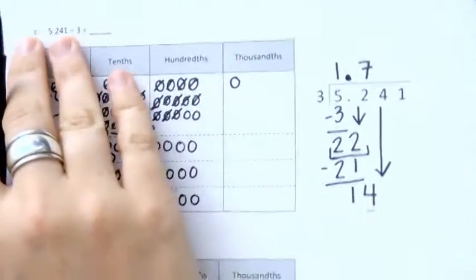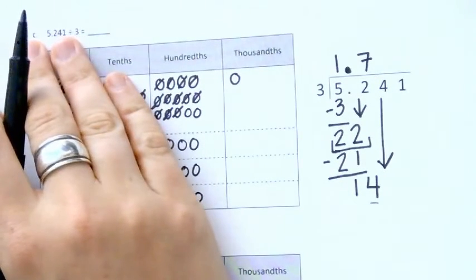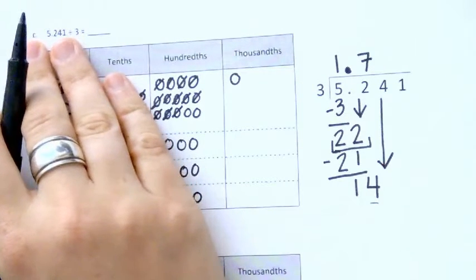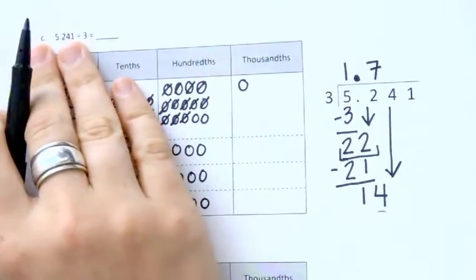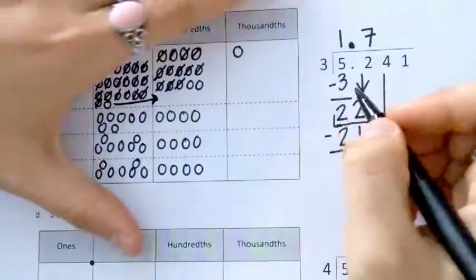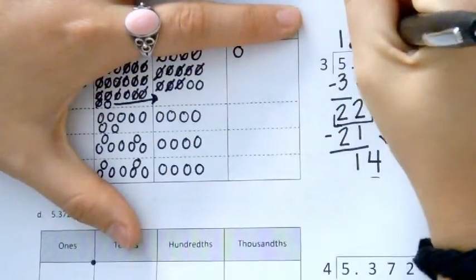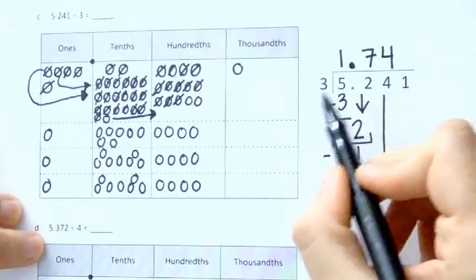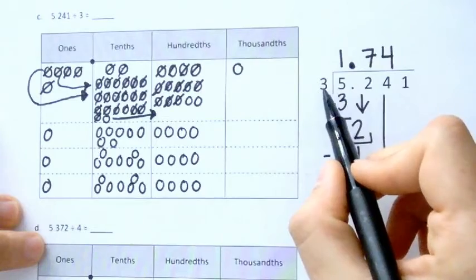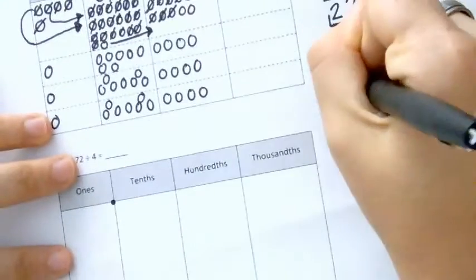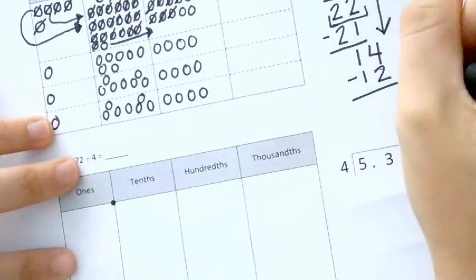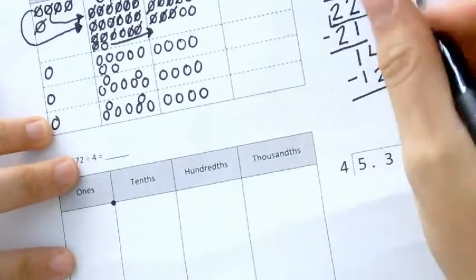Show me low to the ground. How many are in each group when you know the answer? 4. Everybody, 1, 2, 3. 4. All right, so we need to put our 4 right here above the hundredths place. Okay. 4 times 3 is 12. Good. So let's subtract. 14 minus 12 on the count of 3. 1, 2, 3. 2. Good.